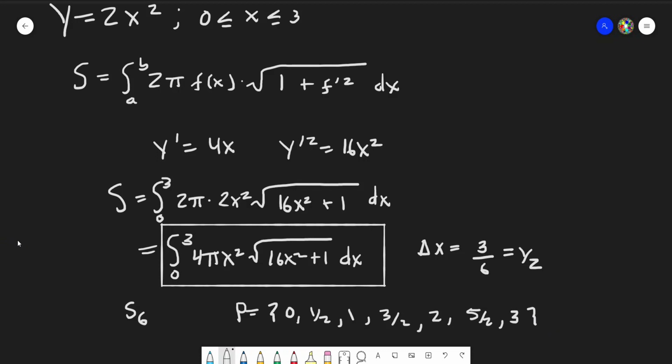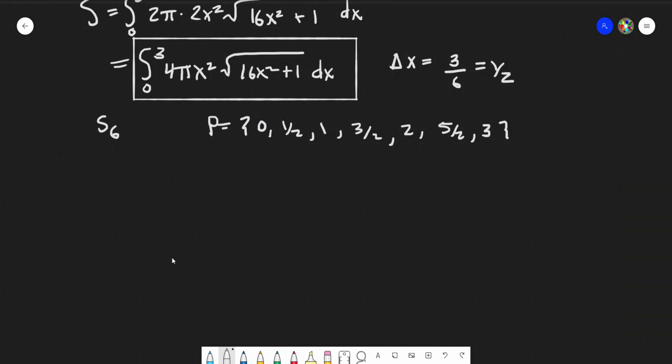So how would we find that? Well, what you would probably need to do is look at what happens when you plug in the 3 and the 0 and such. So let's go ahead and set this up. I have that S6 is equal to, essentially, delta x over 3, which means that in actuality you're multiplying by a sixth.